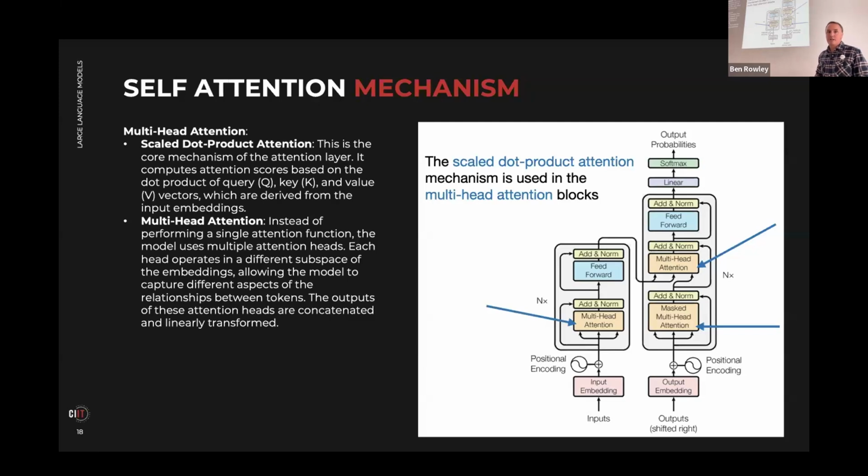So this is the core mechanism of the attention layer. It computes the attention scores based on the dot products of the query, the key and the value. We will look at those in a moment, but these are derived from the input embeddings. The multi-head attention, instead of performing a simple attention function, takes this large vector space. Let's assume we're using the bigger one. I think I said it was 12,288 dimensions. It's breaking that into chunks. So this is why we have multiple heads. Each head within there is looking at a subset of this embedding space, this bigger vector space.